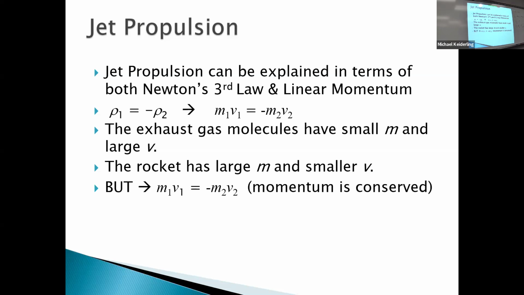So the exhaust gas molecules have a very small mass, but a large velocity. The rocket, on the other hand, has a large mass and a smaller velocity, but momentum is conserved. Mass 1 times velocity 1 equals minus mass 2 times velocity 2.